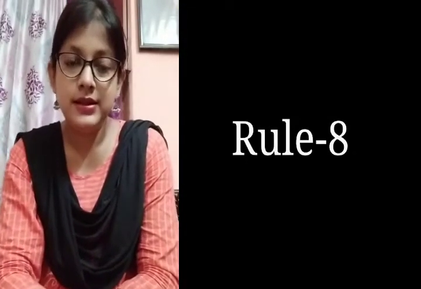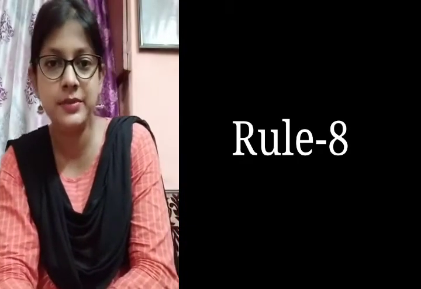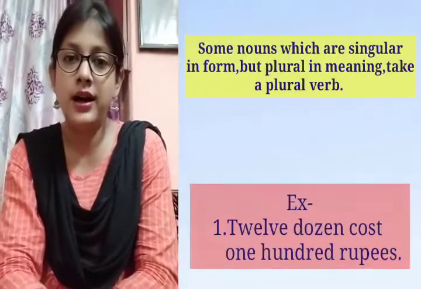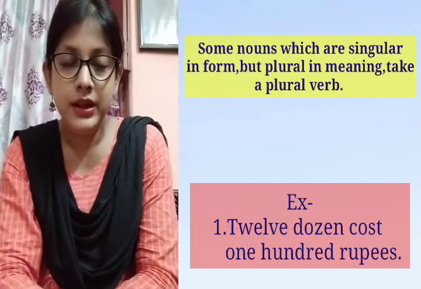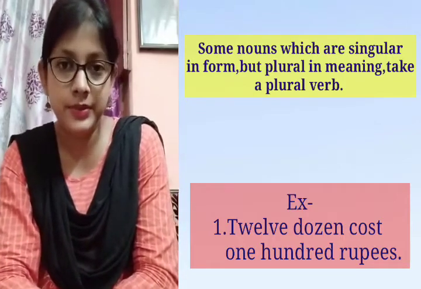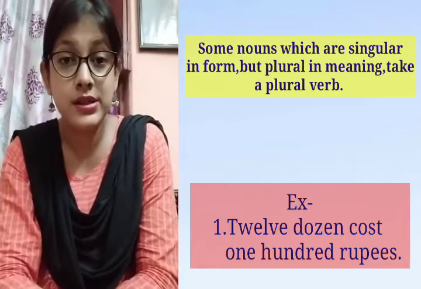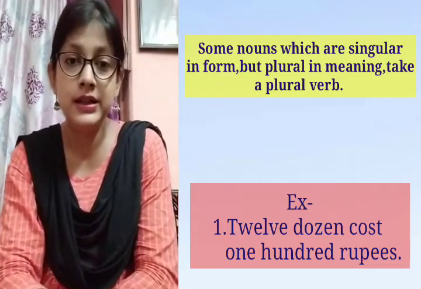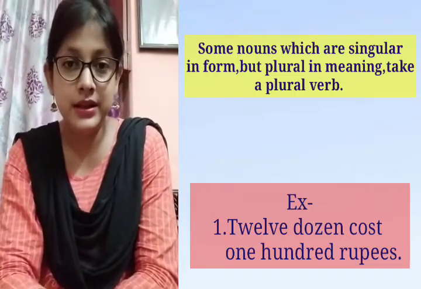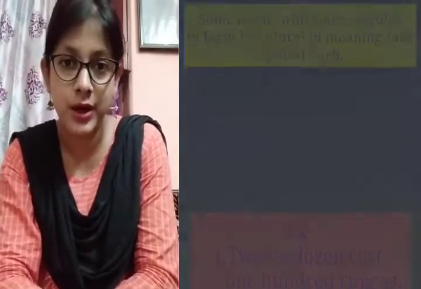Next rule 8. This rule is just vice versa of rule 7. Vice versa means just opposite. So rule 8 is some nouns that are singular in form but plural in meaning. In that case, a plural verb will be placed after the noun. So for example, 12 dozen cost 100 rupees. Here 12 dozen is singular in form but actually plural in meaning, that's why the plural verb cost is placed after the noun 12 dozen.